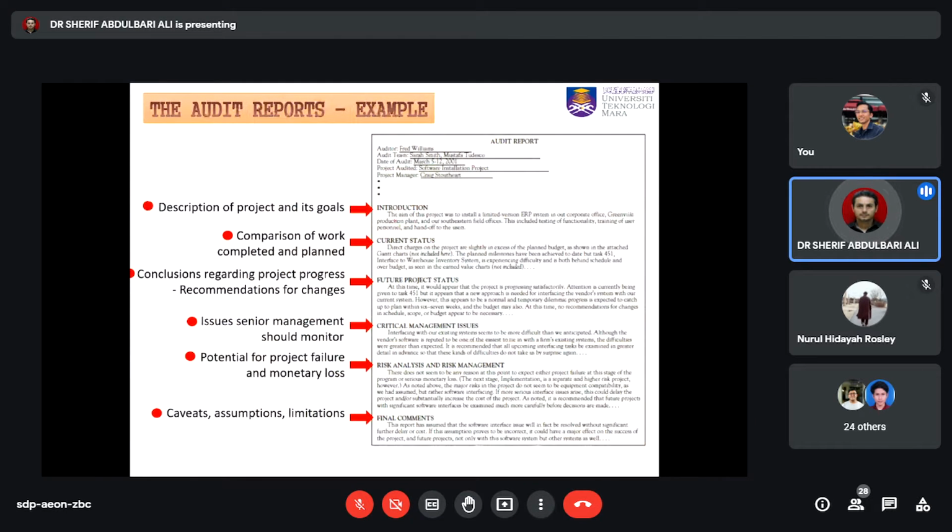These are examples of the sections that we just talked about. You can see from here we have introductions, current status, future project status, critical analysis, risk analysis, and also the final comments.